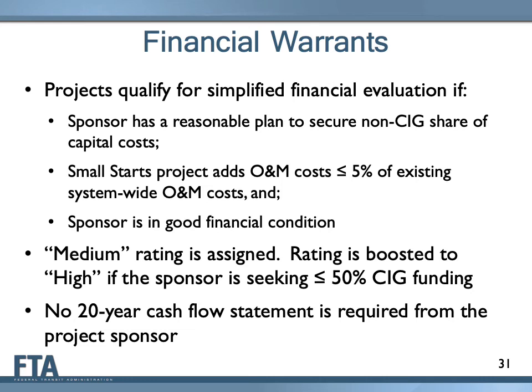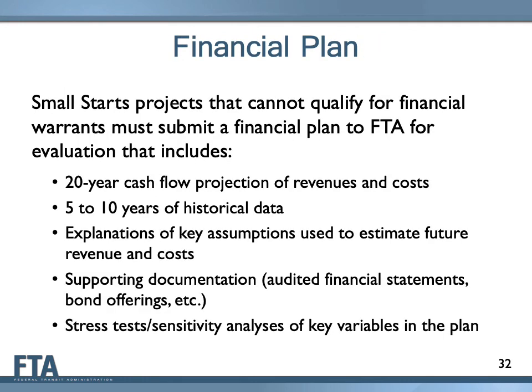audited financial statements. Small Starts projects that meet these requirements and request greater than 50% CIG funding will receive an automatic medium rating. The rating is boosted to high for projects that meet the items above and request 50% or less CIG funding. For Small Starts projects that cannot qualify for financial warrants, FTA requires the submittal of a financial plan so that it can evaluate and rate the local financial commitment. The central element of the financial plan is an agency-wide 20-year cash flow projection that includes the capital and operating costs and revenues for the agency as a whole, including the proposed CIG project.